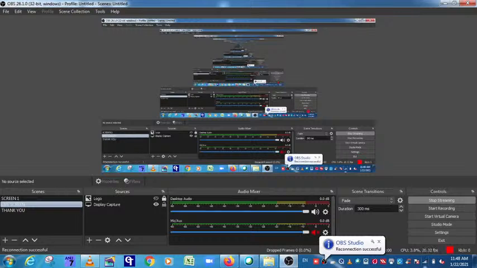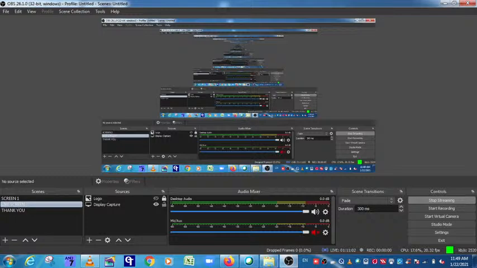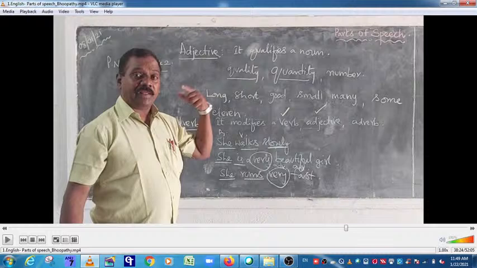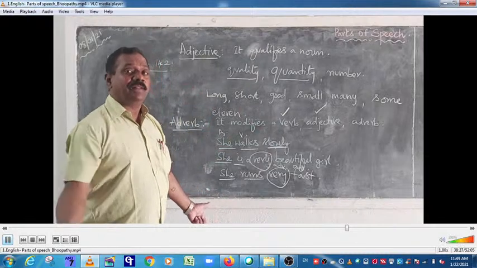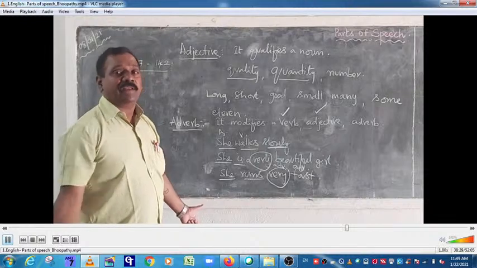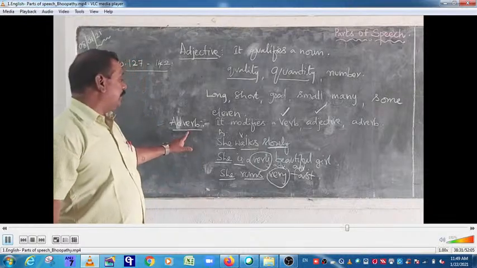Sometimes another adverb in the sentence. So this is something about adverb.